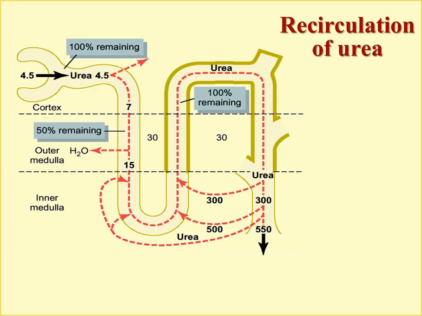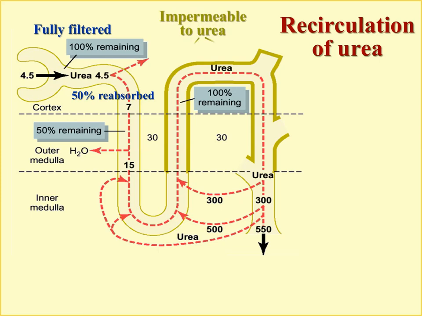Recirculation of urea. One important substance we haven't discussed yet is a low molecular weight substance, which is easily filtered. It's fully filtered and remains in the filtered fluid. While fluid flows through the proximal tubule, it is partially reabsorbed, about 50%. But the remainder goes into the loop of Henle, and the concentration of urea increases due to reabsorption of water in the descending part of the loop of Henle.